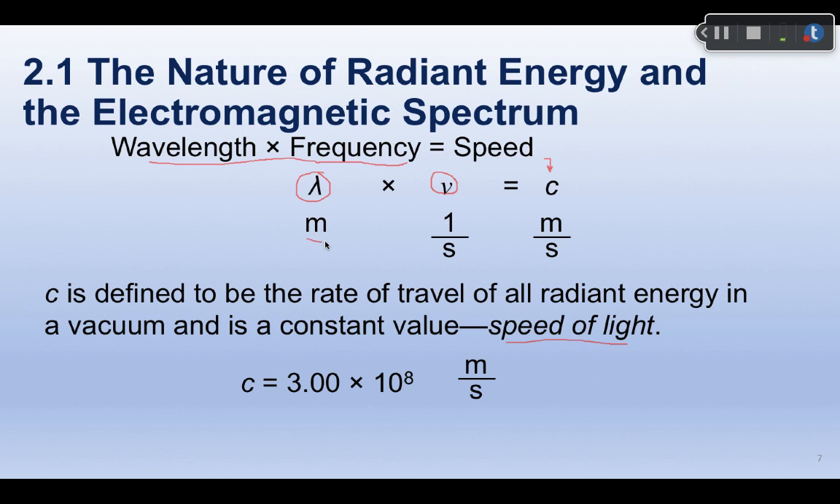So the wavelength is in meters. The frequency is in what we call hertz, which is reciprocal seconds. 1 over a second is another name for the hertz. And then the speed of light is therefore given in meters per second. That's the common unit we're going to see for that. The one that will be convenient to use, to 3 sig figs, is 3 times 10 to the 8th meters per second.